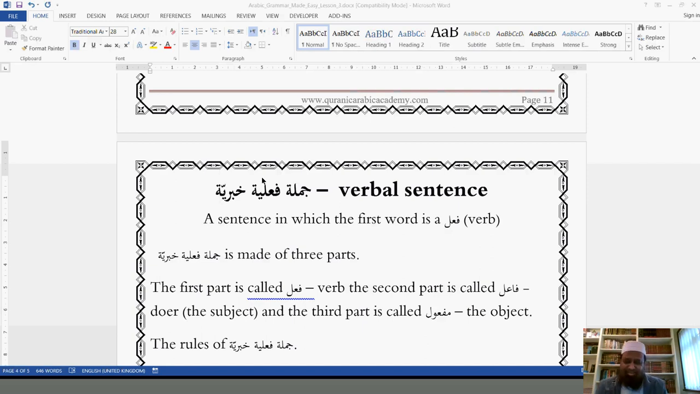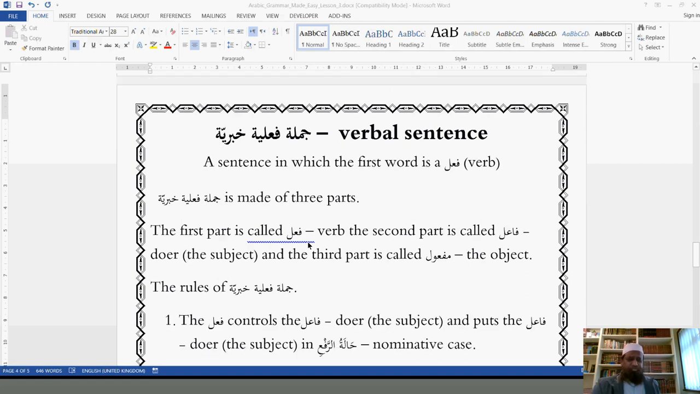Jumla Fi'liya has only 2 rules. Jumla Ismiya had 3 rules. Jumla Fi'liya has only 2 rules. Let's look at it.